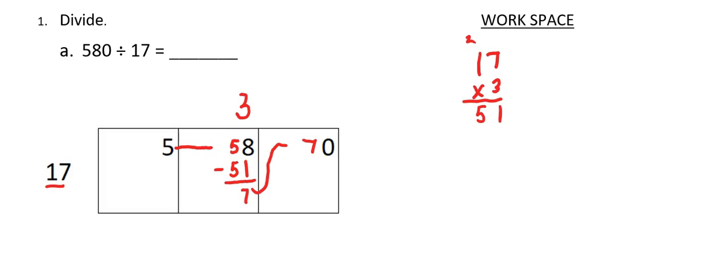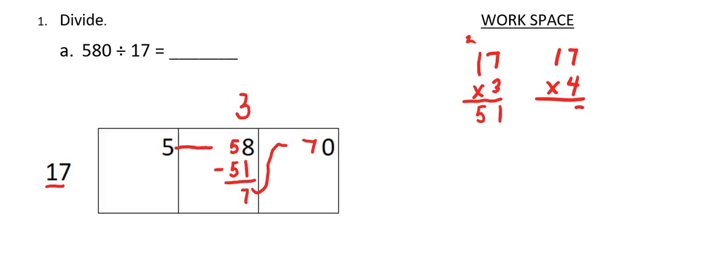Now I need to figure out how many groups of 17 I can get out of 70. Again, if I think of 17 being close to 20, I can think 20, 40, 60, 80. 80 would be 4 groups. That seems a little high. But then if I go back to the last problem I did, that was 3 groups, and 51 seems a little far away from 70. So I'm going to try 4 groups to figure out the exact answer here.